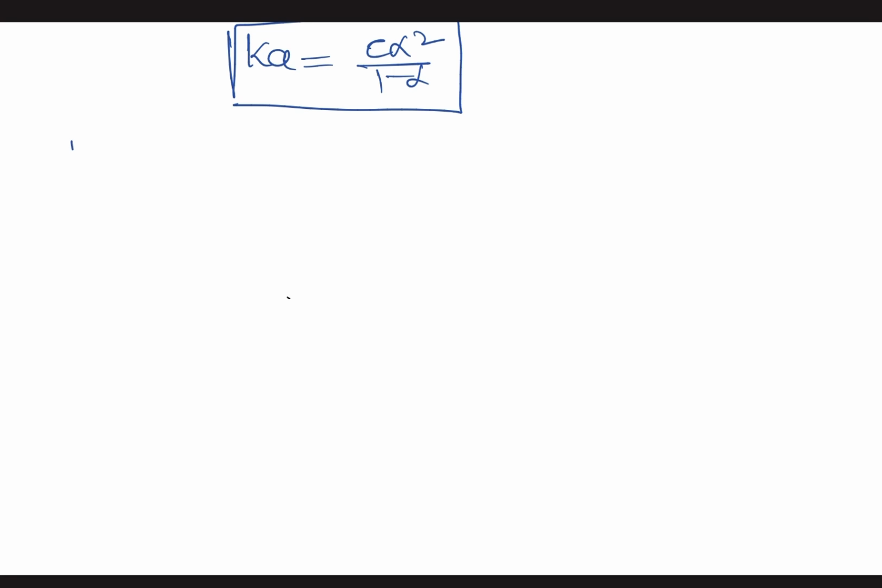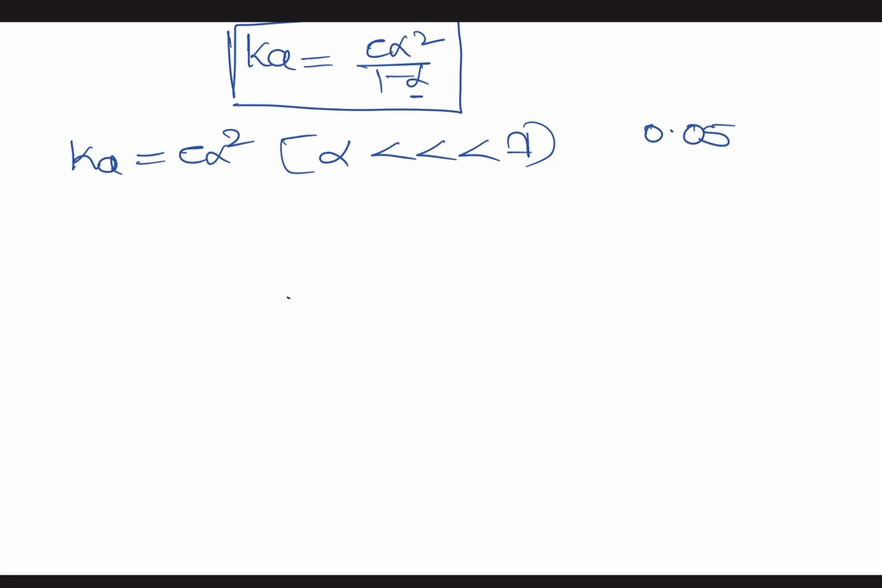Generally, alpha we can neglect with respect to 1. So Ka is equal to C alpha square. Why? Because alpha for a weak acid is much less than 1. When alpha is negligible, it means the dissociation is less than about 0.05 percent. Generally, we can calculate alpha as root of Ka by C.